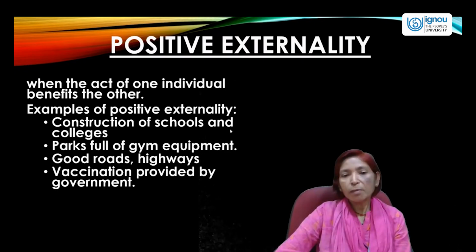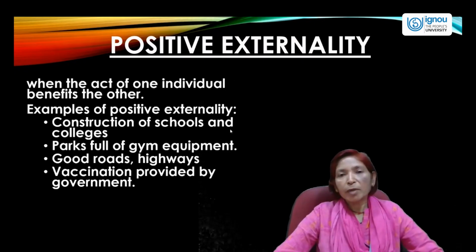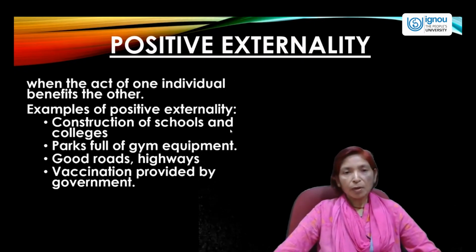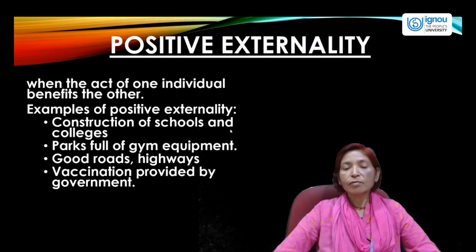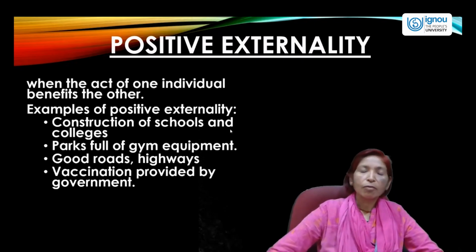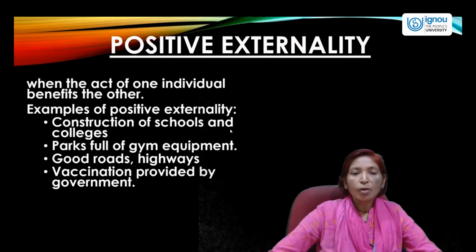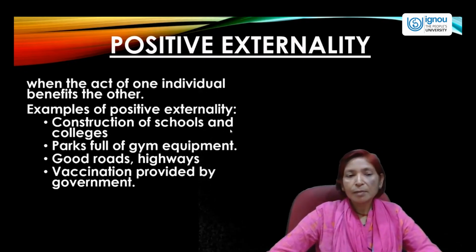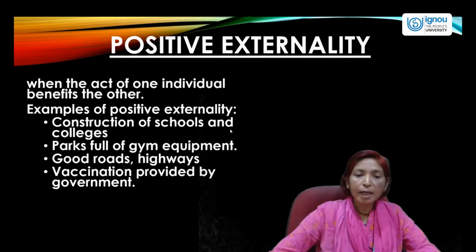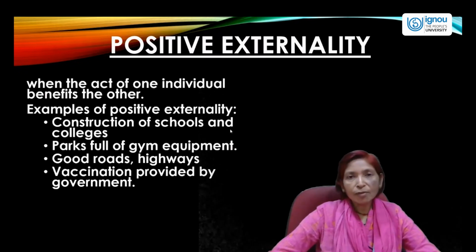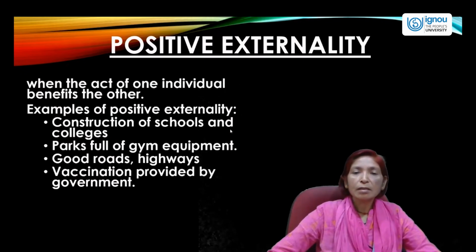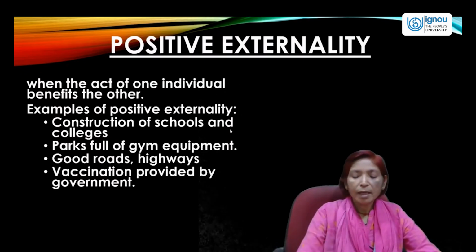Parks full of gym equipment. If the government establishes parks with full gym equipment, it will also create positive externality. Good roads, highways, or vaccination provided by the government at the time of the corona pandemic. So these are the examples of positive externality.